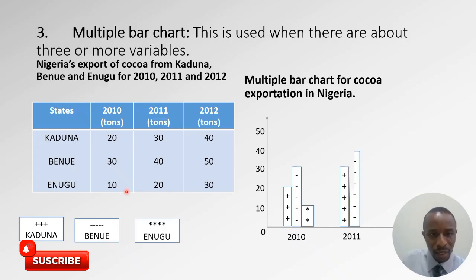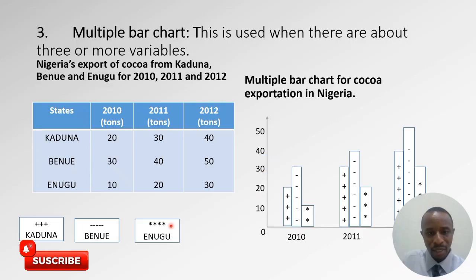Kaduna State has 30 tons. You can see it here. You also draw that with your pencil and ruler. Benue State has 40 and Enugu State has 20. You leave space, move to 2012. In 2012, Kaduna State has 40. You can see it here. Benue State has 50 going up, and Enugu State has 30. So this is a multiple bar chart, and the title is clearly stated: multiple bar chart for cocoa production in Nigeria. The subtitles are also included.